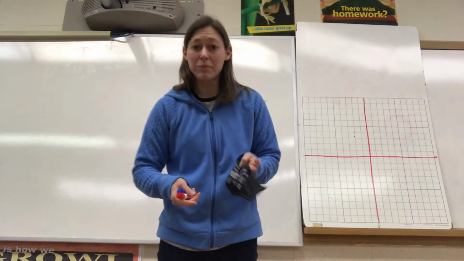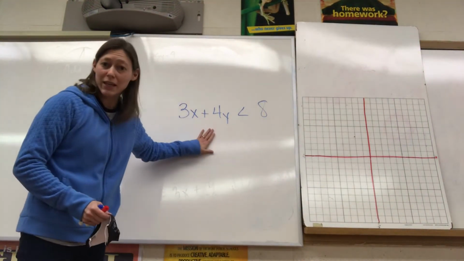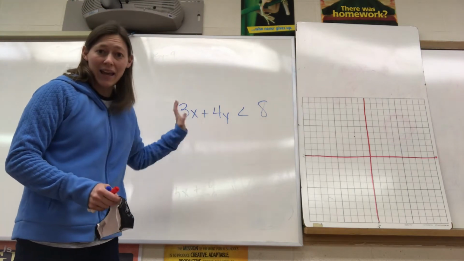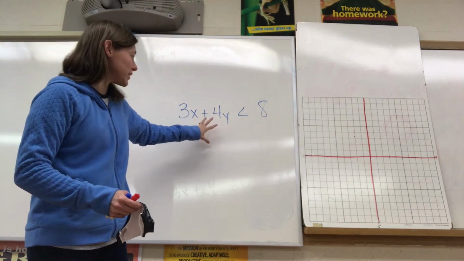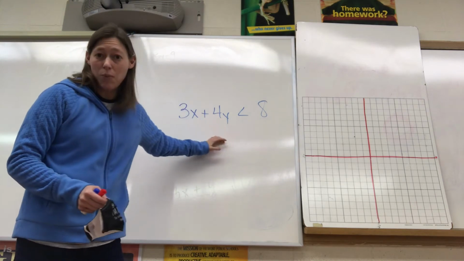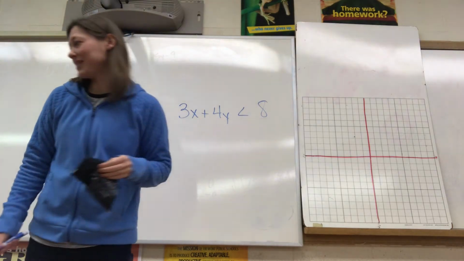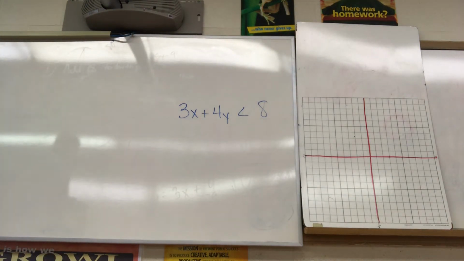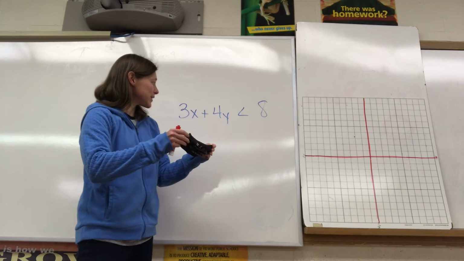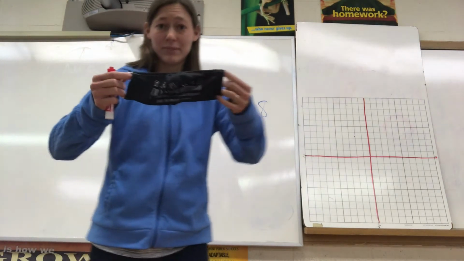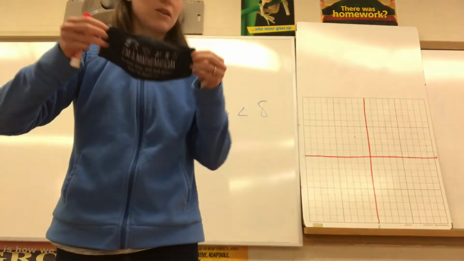So the problem that I'm solving right here, I'm going to graph this inequality, and it's 3x plus 4y is less than 8. I'm going to first isolate the y. I got to remember where things are, and I'm just going to use this mask. Okay, so I can't see through it at all.